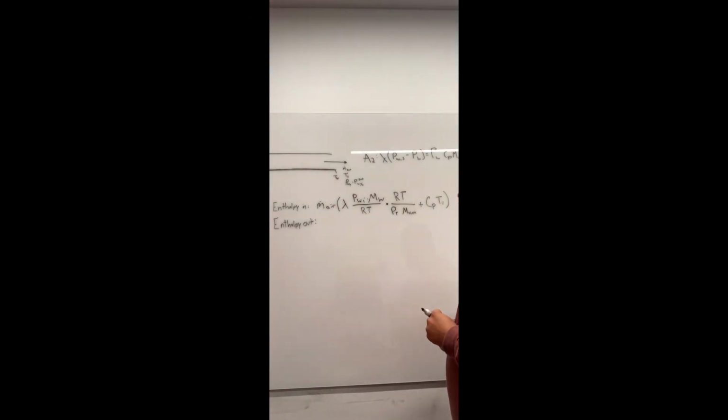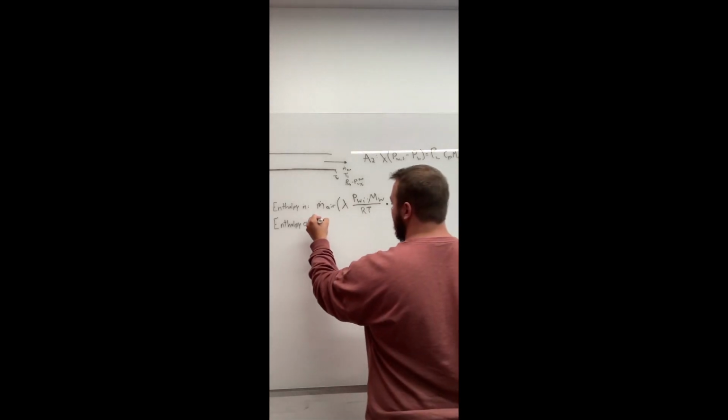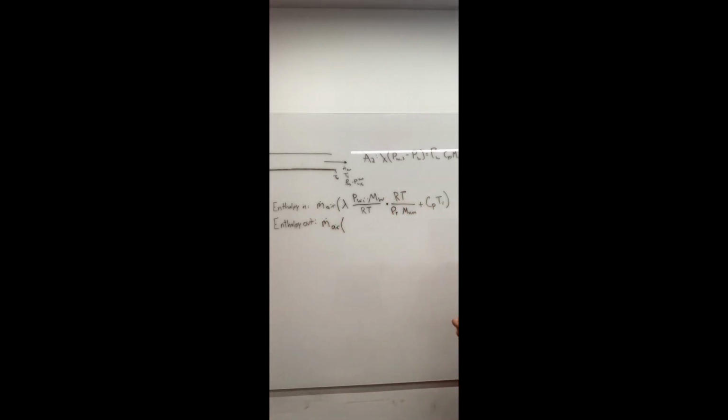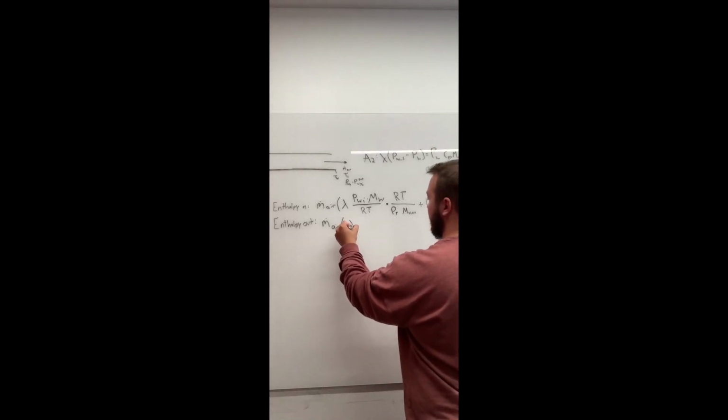So we get the same kind of thing for enthalpy out. So the whole thing will be multiplied by the mass flow of air, and then we'll also get lambda, which is the enthalpy coefficient.